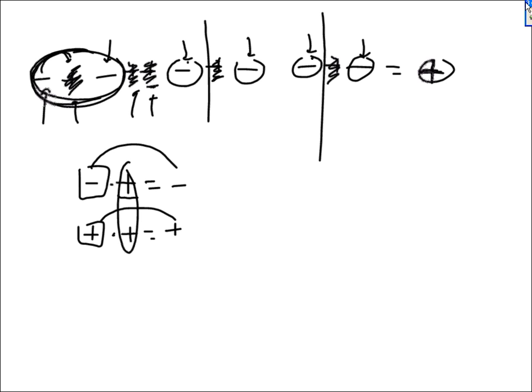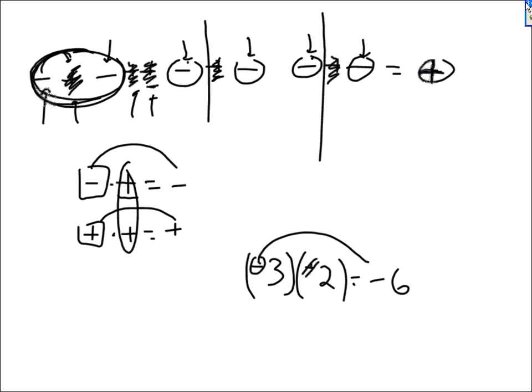Multiplying by positive numbers does not affect what the sign was before. If you're negative 3 and you multiply by a positive 2, if you're negative and you multiply by a positive, it doesn't change anything. You still have negative. And 3 times 2 is 6.